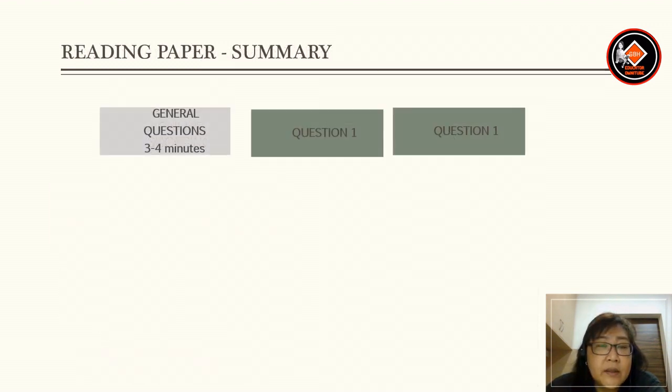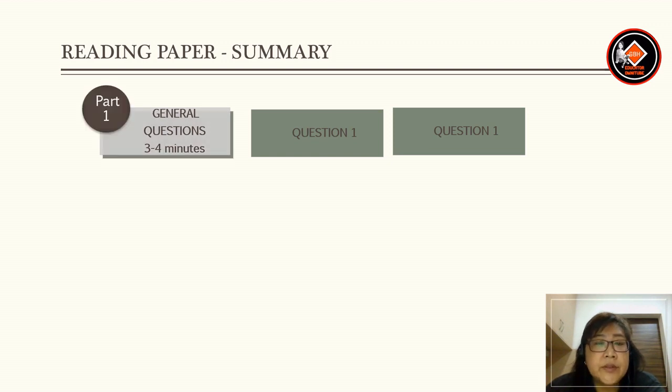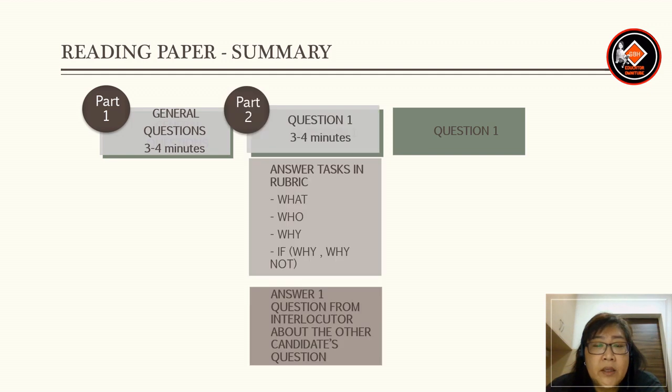Now let's look at the summary of the speaking paper. So part 1, you will have general questions, 3 to 4 minutes. And then you have part 2, where you get one question, you have to speak for 3 to 4 minutes. Your answer is assessed on the task in the rubric. The task will have WH questions like what, who, why, if, why or why not. Answer one question from the interlocutor about the other candidate's question.